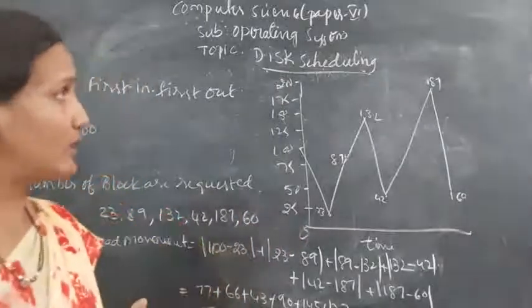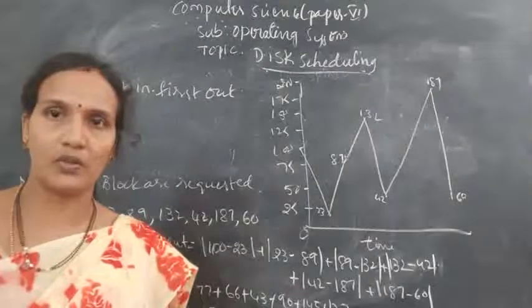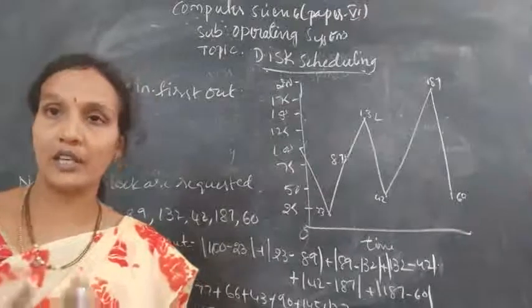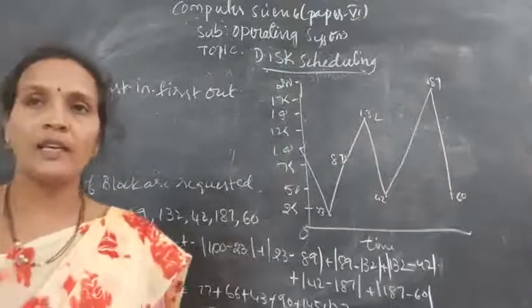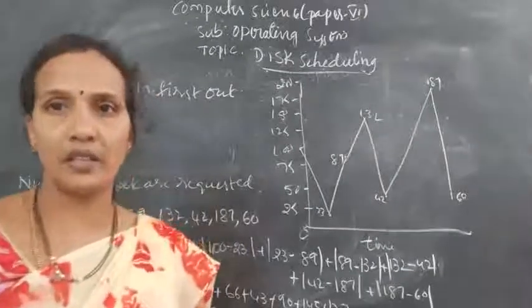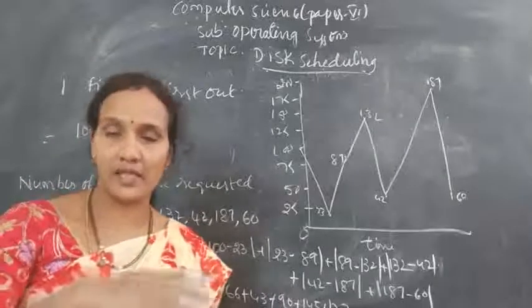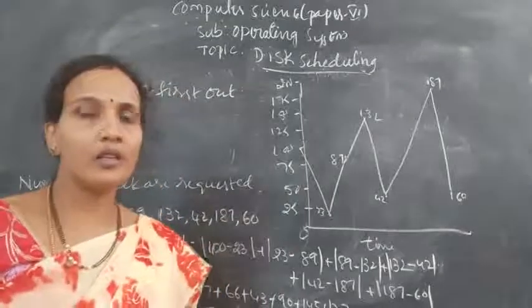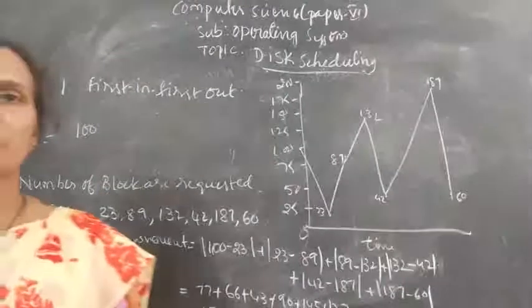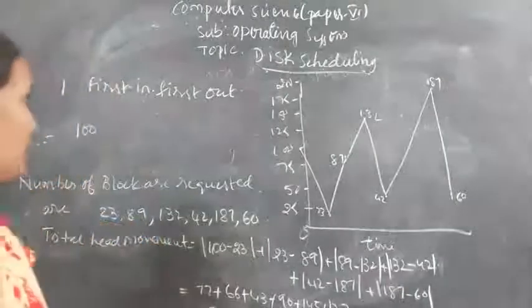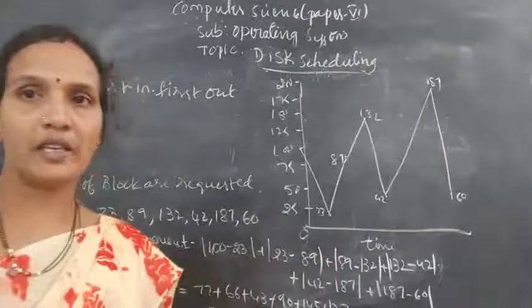So with first in first out, the advantage is that it provides a quick response to the user. But at the same time, the disadvantage is that it decreases the performance of disk scheduling, because it moves hundreds of tracks unnecessarily. That is the disadvantage of the first in first out disk scheduling algorithm. Now we'll discuss shortest seek time scheduling in the next class.